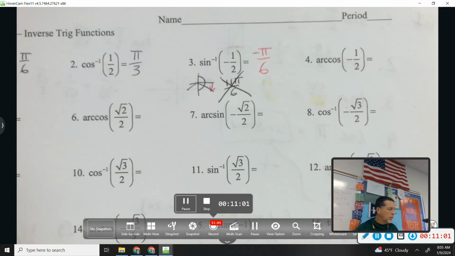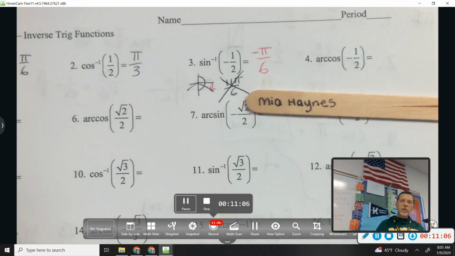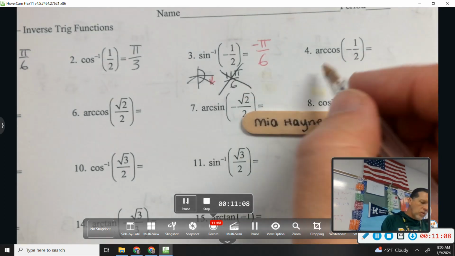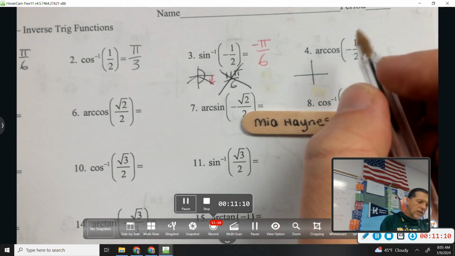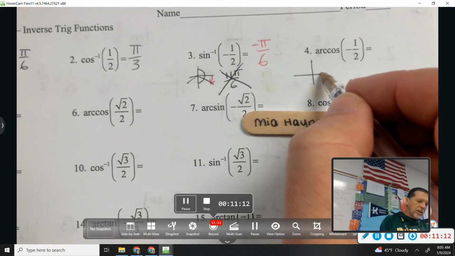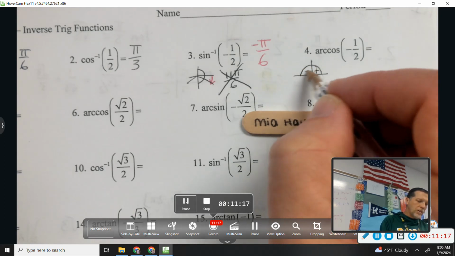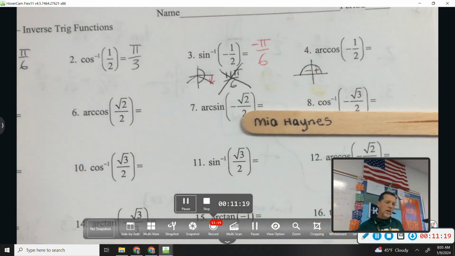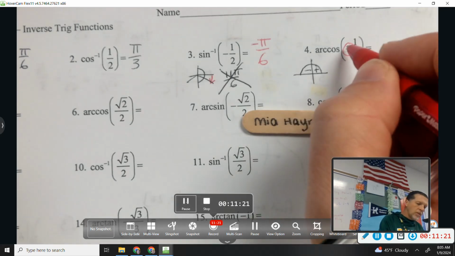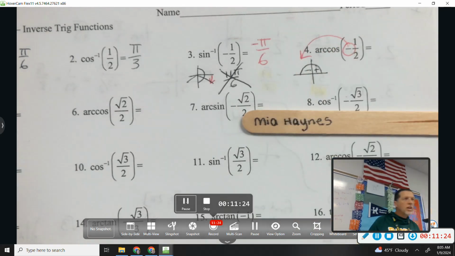All right, number 4, Mia, inverse cosine of negative 1/2. I'll walk you through a little bit of it. So inverse cosine has to come from 1 or 2, because cosine's positive in 1 and negative in 2. This is negative, so I know I'm in the second quadrant. So what angle in the second quadrant has a cosine of negative 1/2? Good, 2 pi over 3.